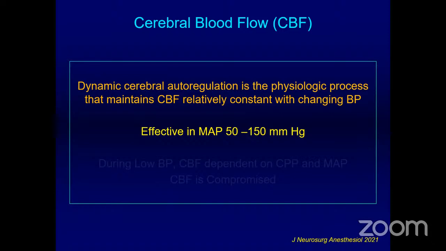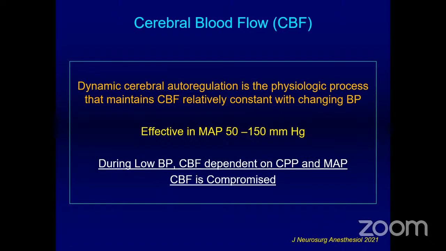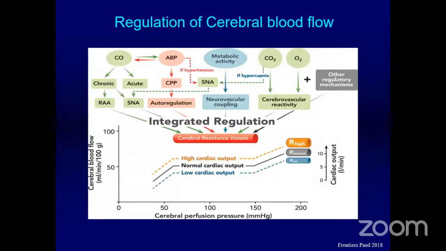And that is a strong regulatory mechanism working in the brain. So what happens? Suppose the blood pressure becomes very low, below this 50, then your cerebral blood flow becomes dependent on the cerebral perfusion pressure and the MAP, and subsequently the cerebral blood flow gets compromised. So when we have a MAP of around 50 to 150, this protective mechanism works, but subsequently it does create a problem. And that is what is actually seen when these patients come to us with acute brain injury.